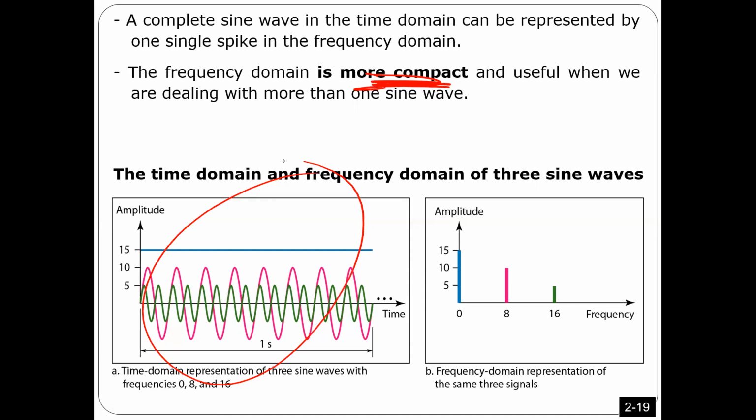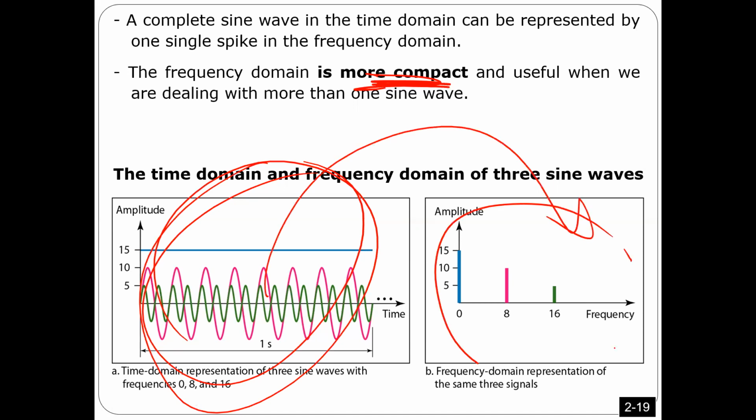What if we have 100 signals, 200 signals? You understand what I'm saying? It's going to be very difficult to do in the time domain. The frequency domain is going to be much more useful for us. You got what I'm saying?